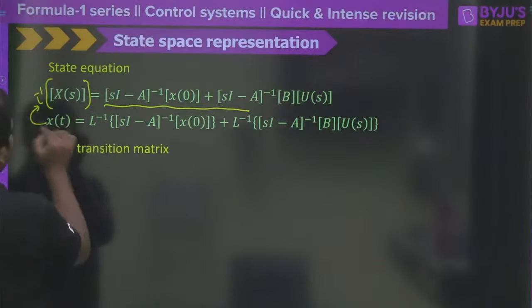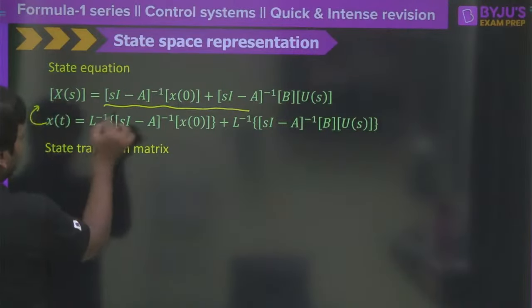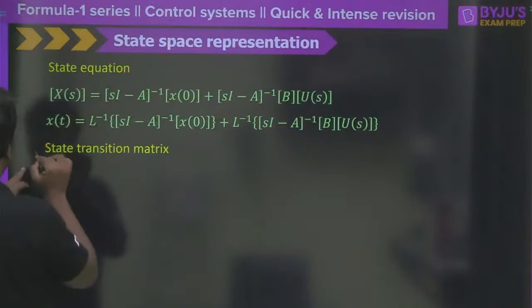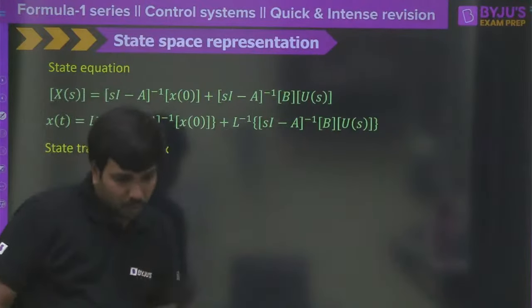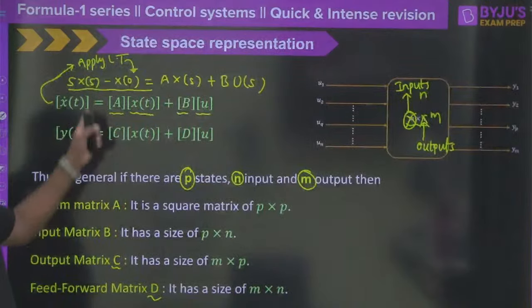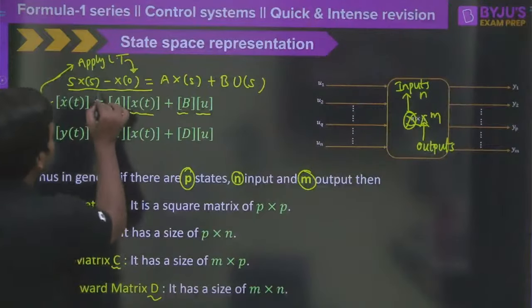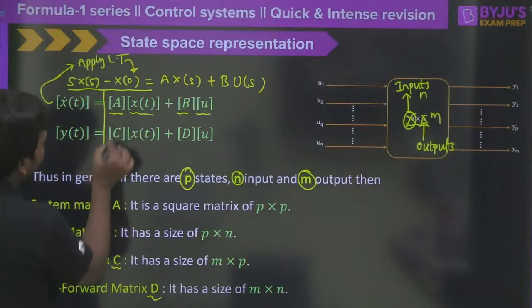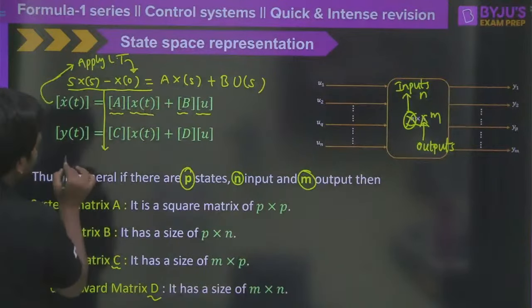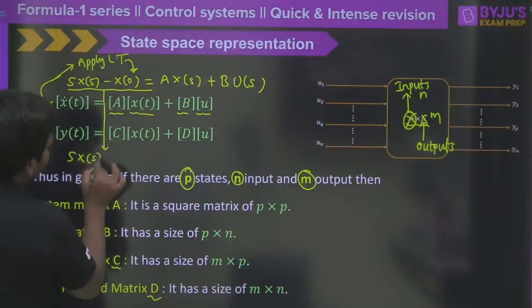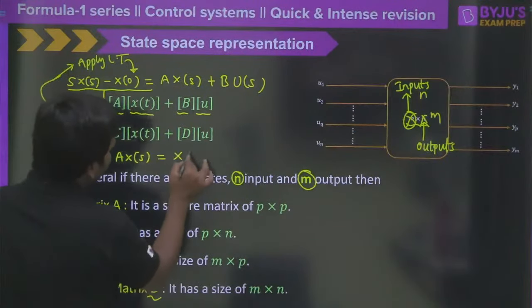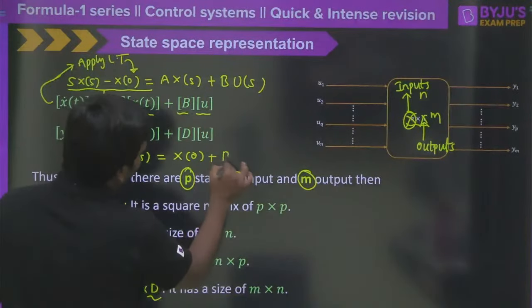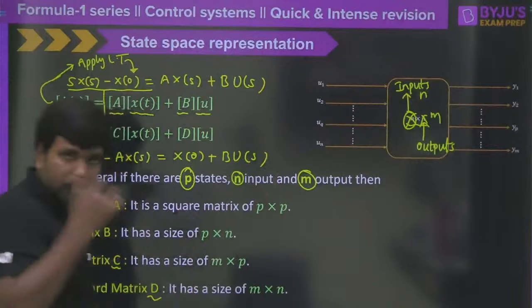Many students feel that this is very difficult to remember. That's why, don't try to remember, but know the analysis of how to do that, because I told you that just take the Laplace transform of this, you get this equation, right? From this, what should I do here? Now if I continue, take A X of S to this side, S X of S will be there, minus A X of S will be there here. On the right side you will have X of 0 plus B into U of S. Correct? This is easy.